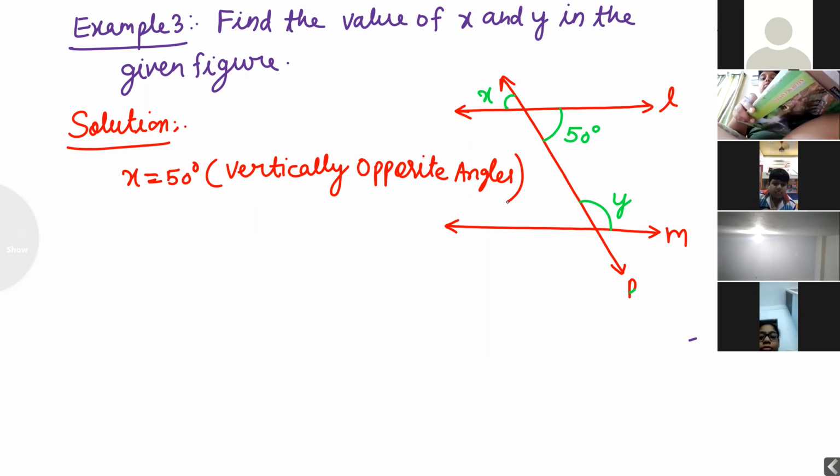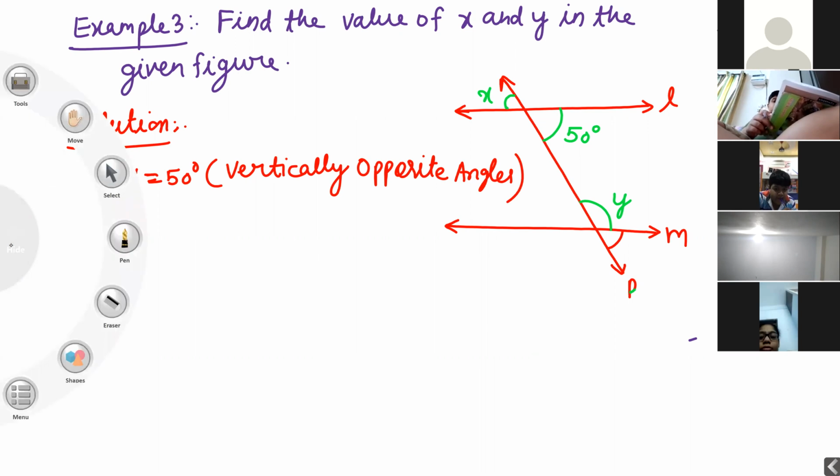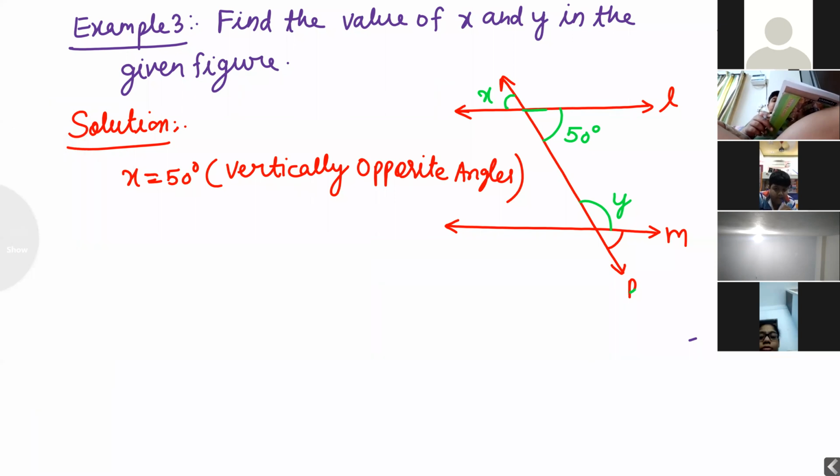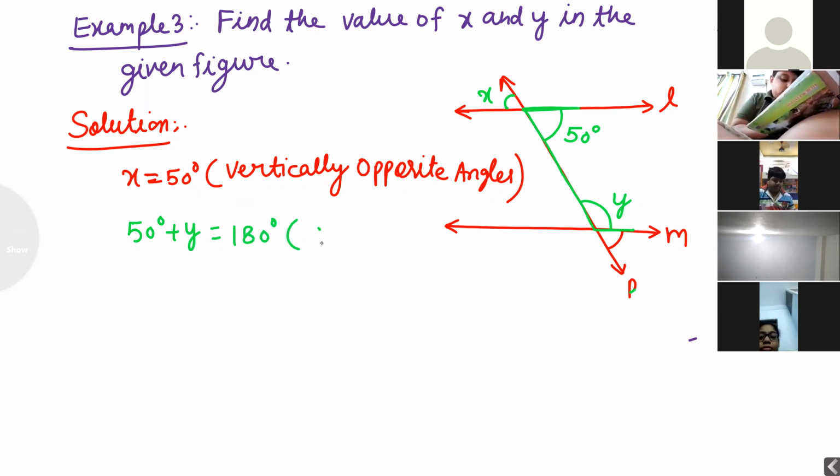But here the main top angle is there, how to calculate y? One concept is there, student: co-interior angle or allied angle concept. The sum of co-interior angles is equal to 180 degree. Angle 50 plus y is equal to 180 degree. Y is a co-interior angle or allied angle. Bracket shape.